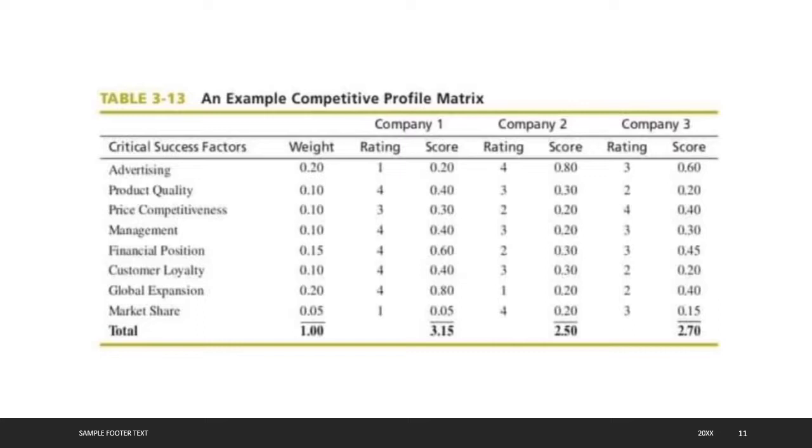Note that in this table, Company 1 is strongest on product quality, as indicated by a rating of 4, whereas Company 2 is strongest on advertising. Overall, Company 1 is strongest, as indicated by the total weighted score of 3.15.